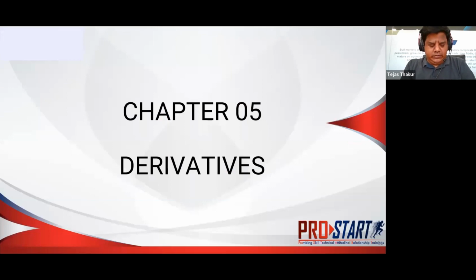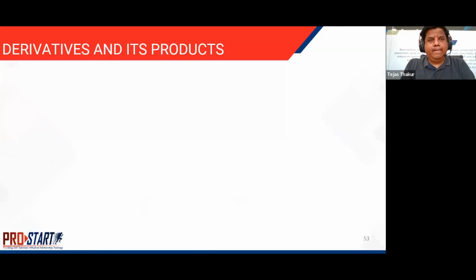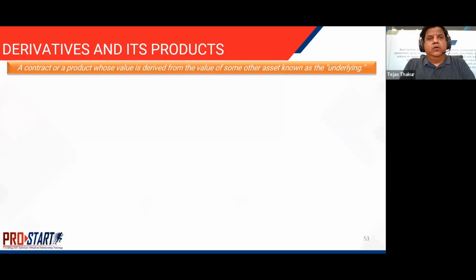Coming to derivatives. So what is a derivative? It is a contract or a product whose value is determined from the value of some other asset, which is known as the underlying. As we say, curd is the underlying for multiple things. It is the underlying for your chaas, your ghee, your paneer, and so on and so forth. Okay, so that is the way derivatives are.